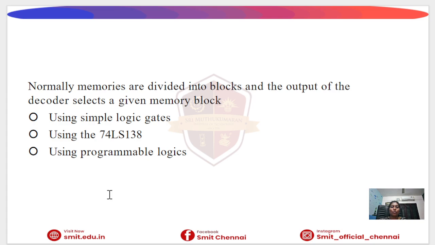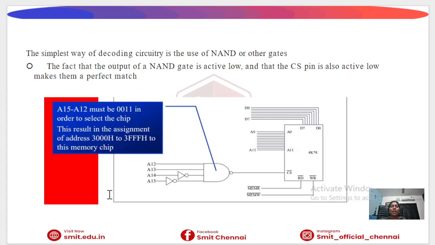Then the address decoding. Normally the memories are divided into blocks, and the output of the decoder selects a given memory block. They use simple logic gates, the 74LS138, and programmable logic. The simplest decoding method uses logic gates, especially NAND gates. Why NAND? NAND output is active low and the CS pin is active low, so they match perfectly for address decoding.